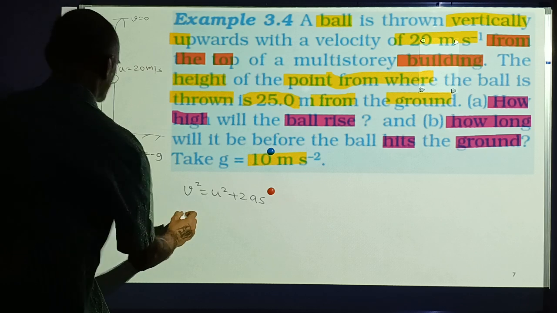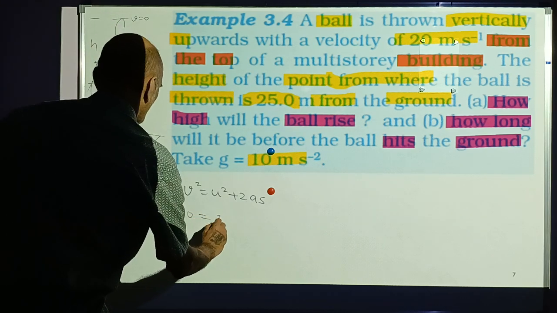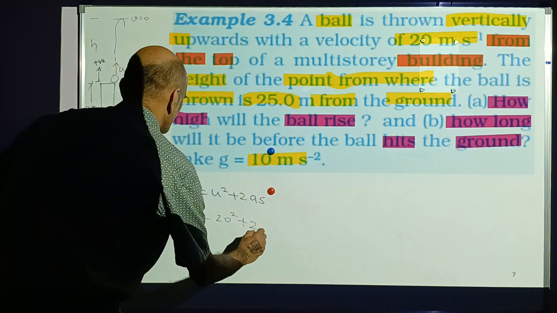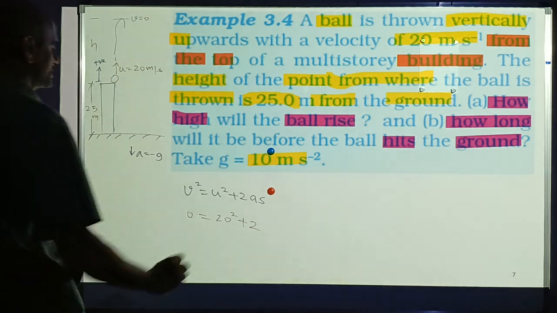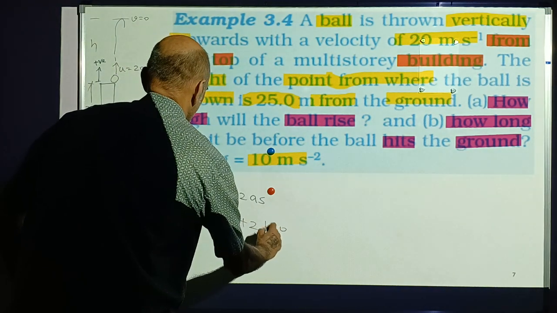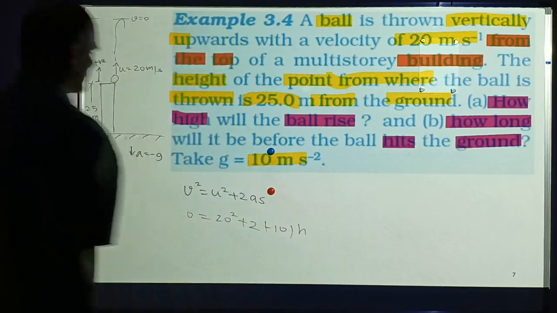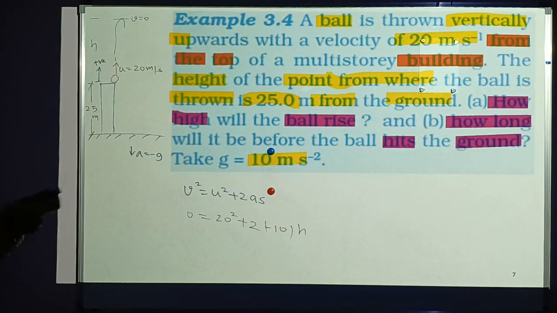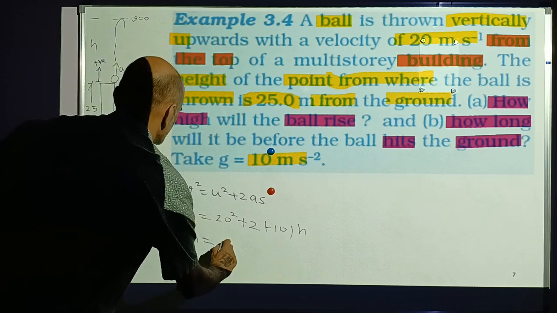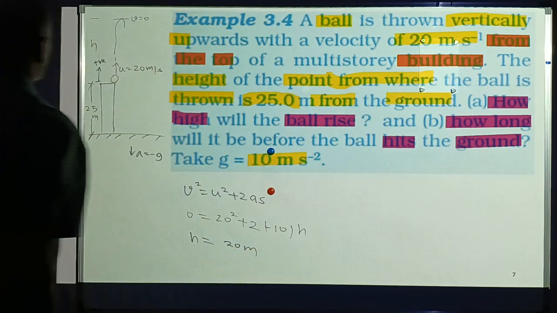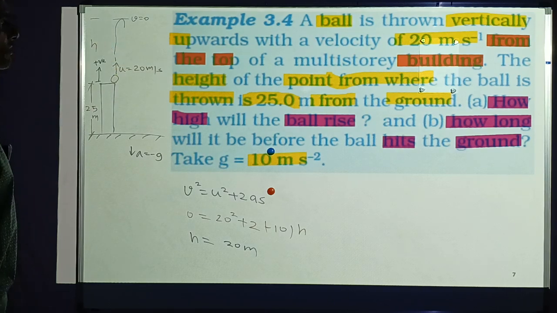At the topmost point, the velocity is 0, and u at the initial point is 20, and acceleration is downwards, minus g. Upward direction is taken as positive, so it's minus 10. And the height between these 2 points is h, which you have to find out. So this will give h equal to 20 meters. So from the point where it's thrown, it goes to a height of 20 meters before turning back.